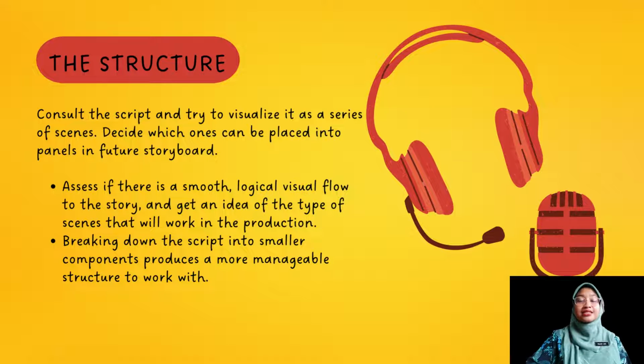As for the structure, first of all, you must consult the script and try to visualize it as a series of scenes. And then, you must decide which ones can be placed into the panels in the future storyboard. You must also assess if there is a smooth, logical visual flow to the story and get an idea of the type of scenes that will work in the current production. And then, breaking down the script into smaller components produces a more manageable structure to work with in your production.